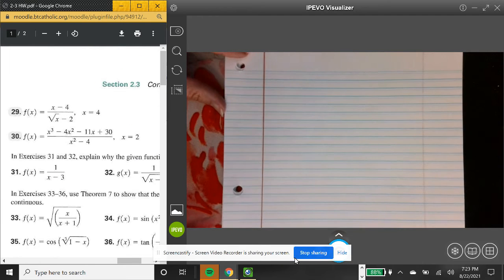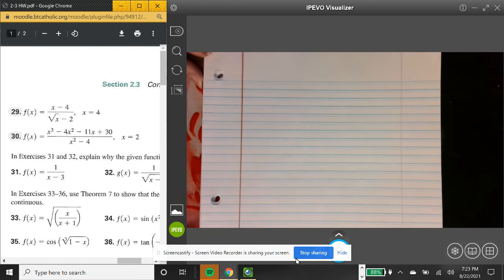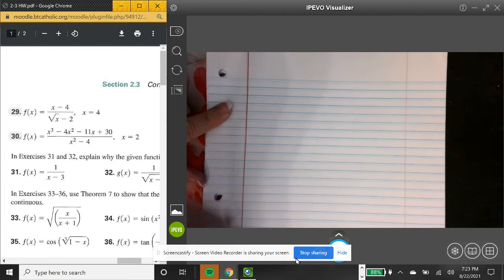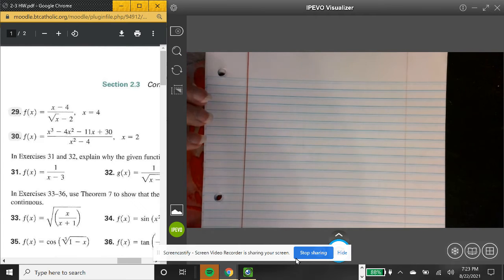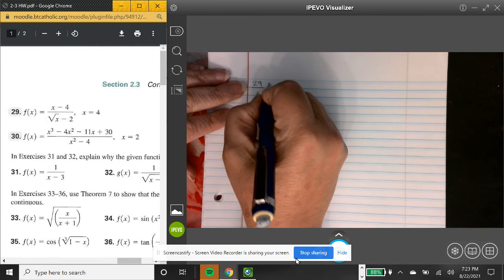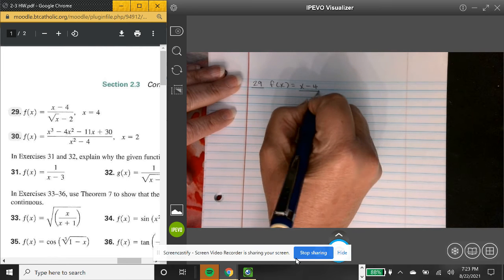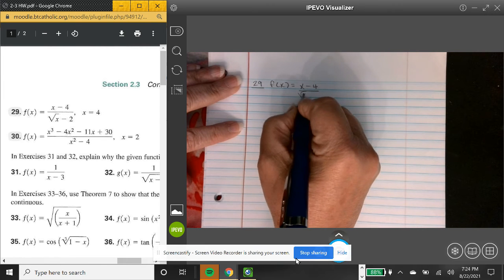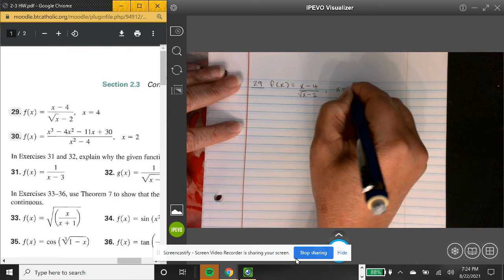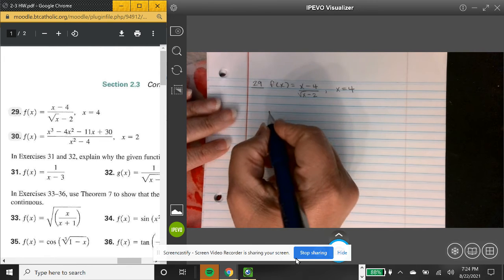All right, I am going to do problems 29 and 30 from section 2-3 in the calculus book. If you can see number 29 there on the screen, I have f of x equals x minus 4 over the square root of x minus 2 at x equals 4. And I'm trying to find the extended function because that's what the instructions are.